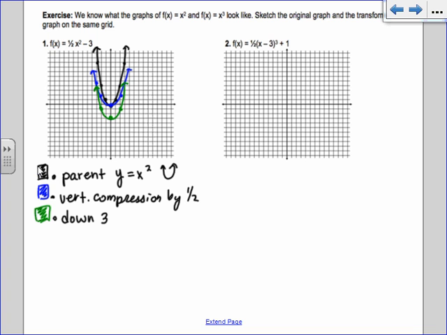All right, so the next one. We have 1/2 (x - 3) cubed plus 1. So this parent is y equals x cubed, which I always call the snake function. It's like that.